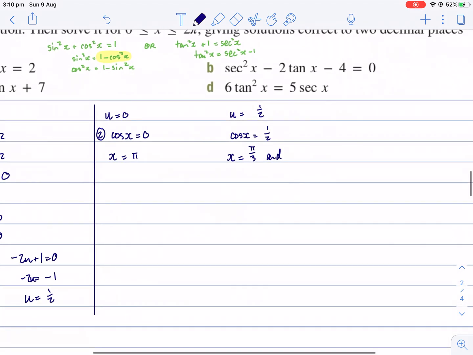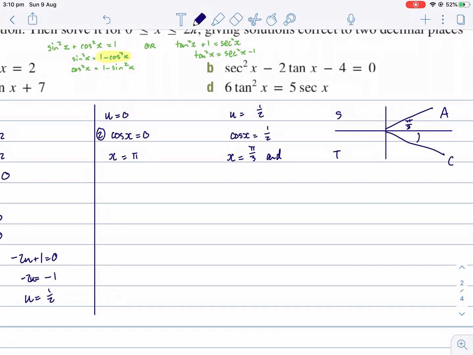And it's also, so that's pi on 3, CAST, coming down here. And if we do this, we've got 2 pi take pi on 3, 6 pi on 3 take pi on 3, 5 pi on 3.